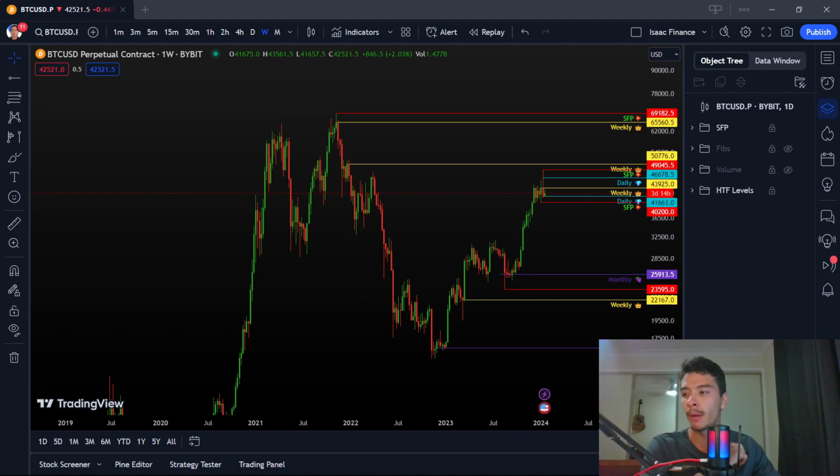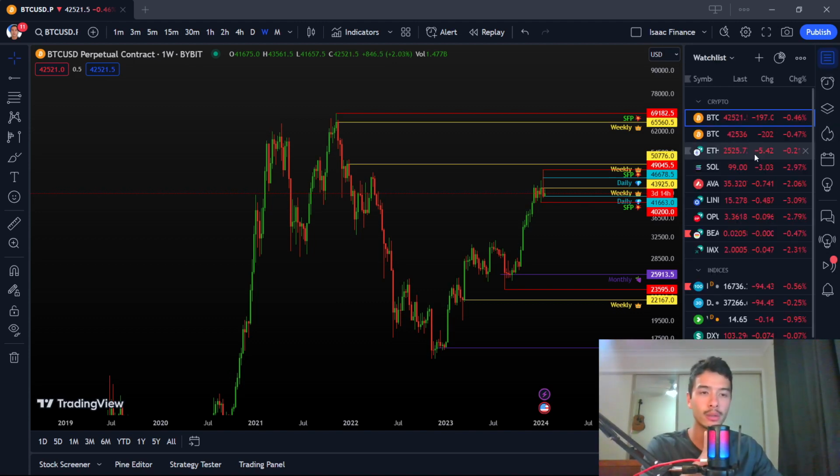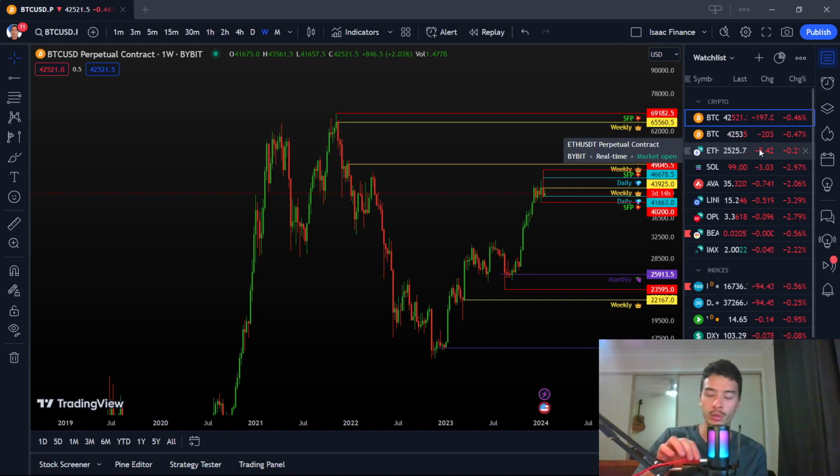Nothing too crazy right now. Now, let's take a look at the altcoins. But first, before I do that, I just want you guys to write down the setups I've given you and make sure to look at price when it reaches them, because I know that we're going to have some sort of reaction at most of these levels, okay?